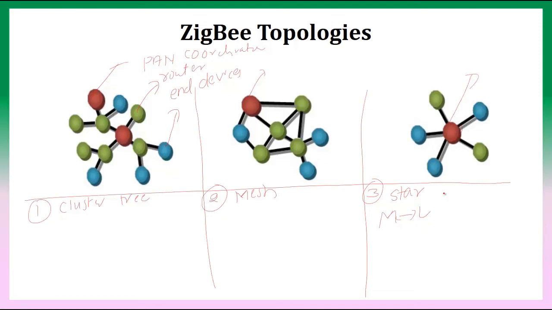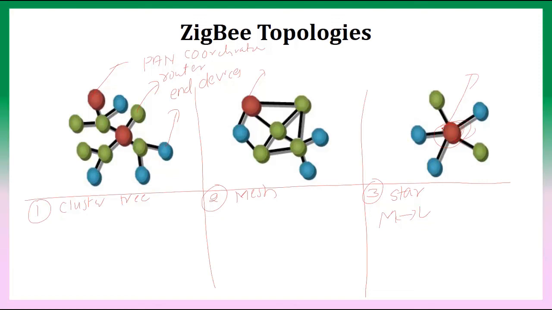ZigBee end devices are physically and electrically separated from each other, and they pass information through the coordinator. Devices can only communicate with the coordinator, so the main part of this network is the coordinator. Devices can only communicate through the coordinator, and this does not provide multi-hop networking and mesh networking. You simply need to follow the master and slave configuration.